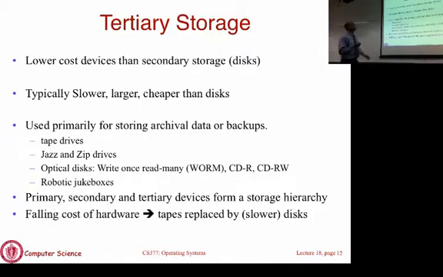Okay, tertiary storage I'm going to do very quickly. Disks are referred to as secondary storage. RAM is primary storage on your machine. There is another tier of storage called tertiary storage, which is typically slower and larger capacity than disks. The main example of these are tape drives. Tertiary storage is usually used for long-term archival and backup. It's not used for live data access.